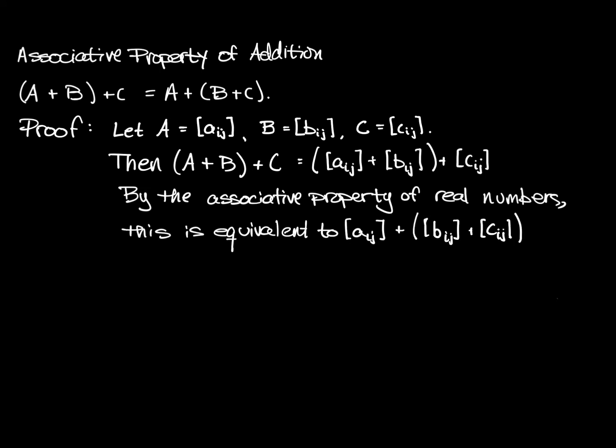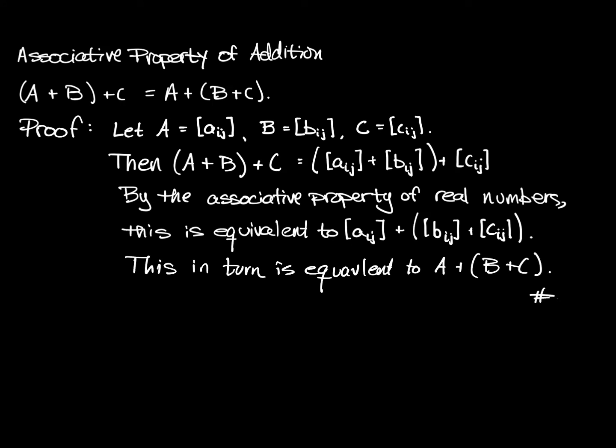Right? So it kind of looks like a little sleight of hand because I'm just changing the notation that I'm using, but in fact, I'm changing it into notation that allows me to talk about each of these terms as a real number, not as a matrix. Well, let's see, I'll put a period there, and then this in turn is equivalent to matrix A plus matrix B plus matrix C. And that's the end of my proof.